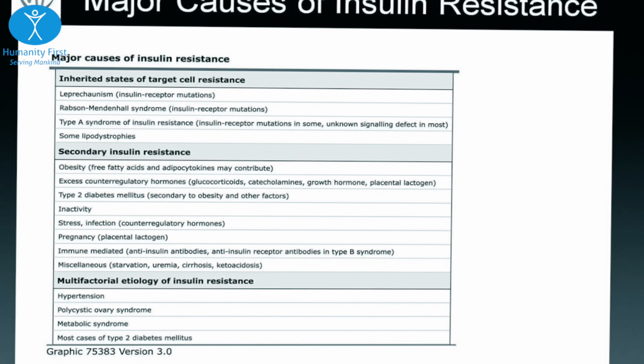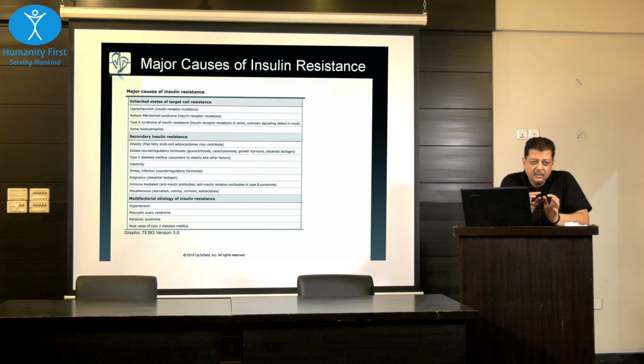These multifactorial etiologies include the majority of our patients.